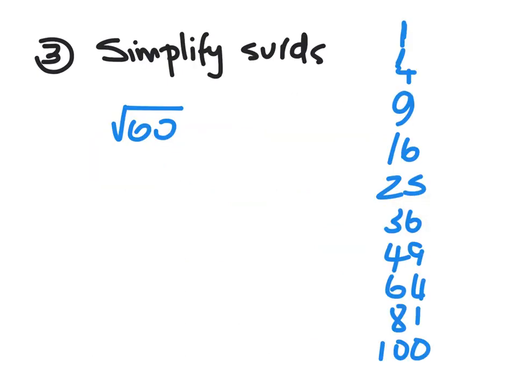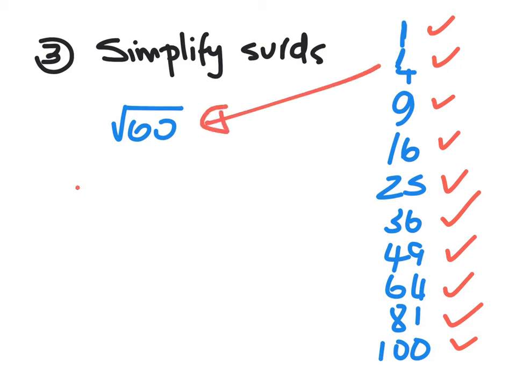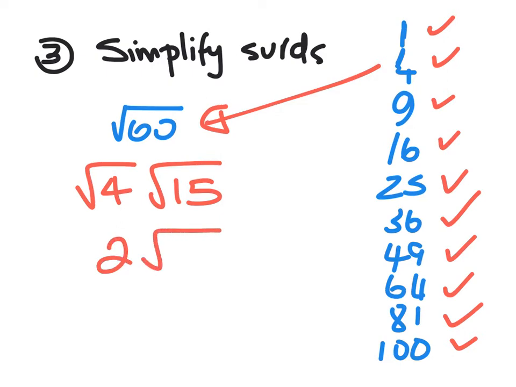Question 3, simplifying surds. Now these are the square numbers we need to remember: 1, 4, 9, 16, 25, 36, 49, 64, 81 and 100. So looking at root 60 here as an example, the only one of these numbers that goes in there is 4. So 4 goes into 60 15 times. So that would be root 4 root 15, which cancels down to 2 root 15. And the other parts of the question are the same.